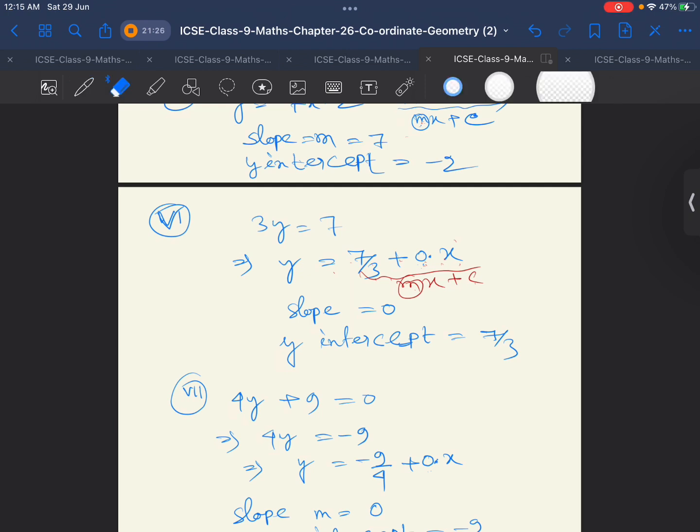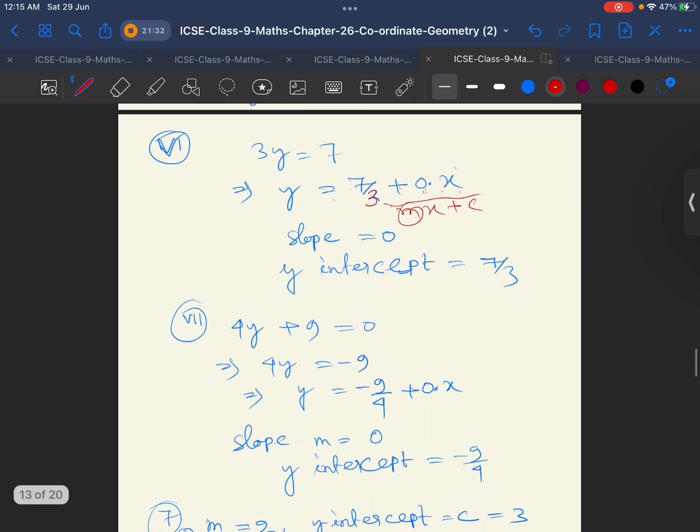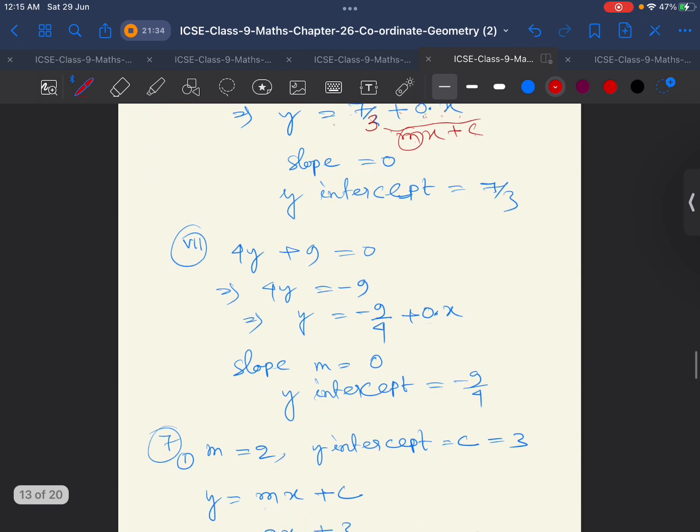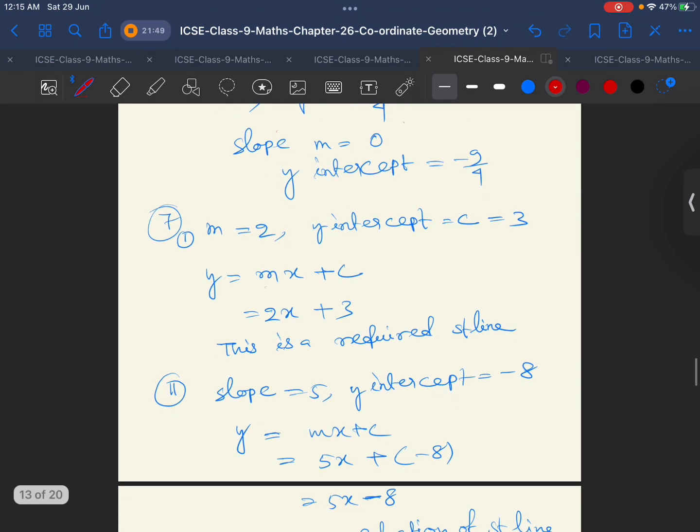Now question number 7: 4y plus 9 equals 0, so 4y equals minus 9. So y equals minus 9 by 4 plus, we can write the term of x as 0 into x. So m, the slope, is 0 and the y-intercept is minus 9 by 4.